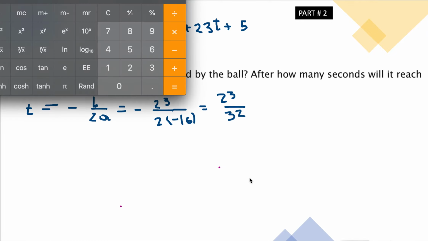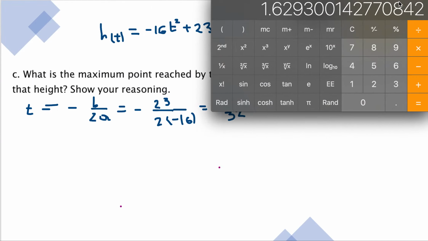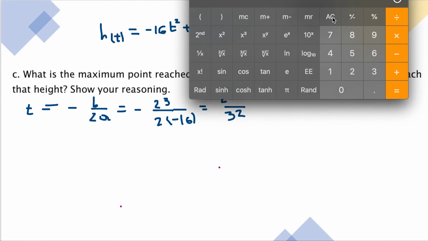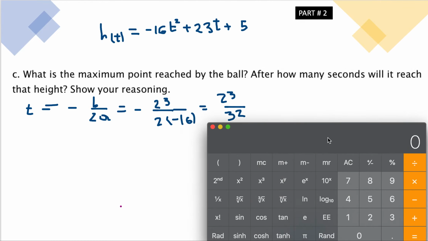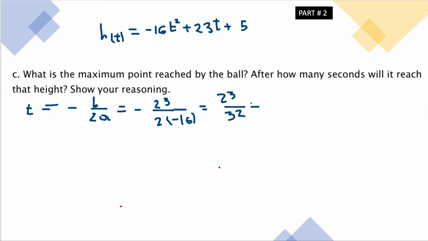But before that we need a little bit of calculator here. 23 divided by 32 is equal to 0.718, but let me approximate this number with 0.72, rounding to 2 decimal places. So when time is 0.72 seconds, the ball will reach its maximum.